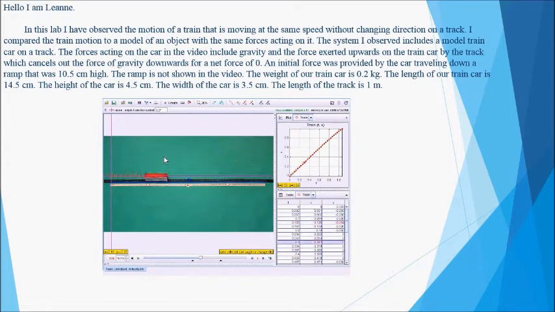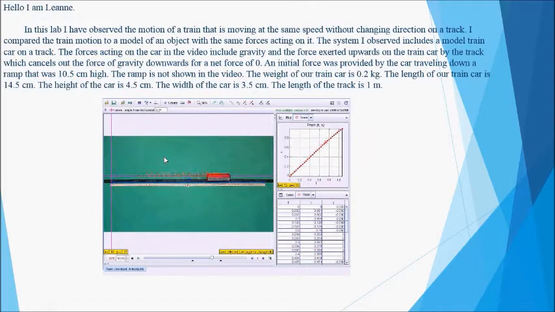Hello, I am Leanne. In this lab, I have observed the motion of a train that is moving at the same speed without changing direction on a track. I compared the train motion to a model of an object with the same forces acting on it. The system I observed includes a model train car on a track.